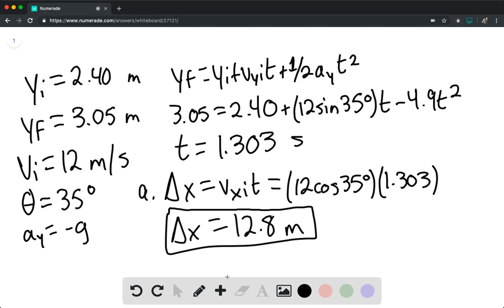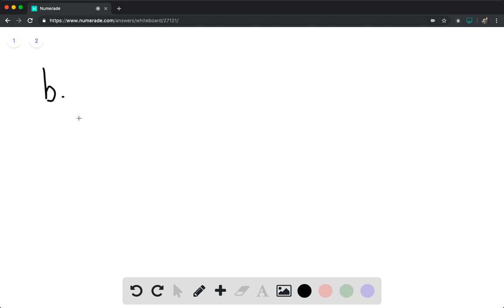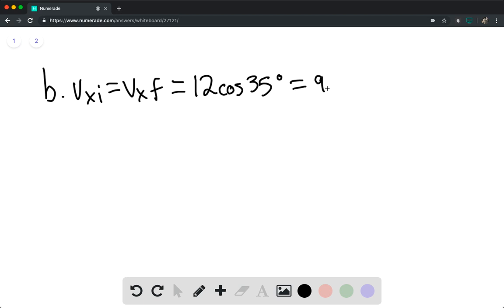And for part B, to find the angle in which the basketball enters the hoop, we can say that Vx initial equals Vx final. We need to find the x and y components of the final velocity and then find the angle. So we know that the Vx initial equals the final velocity in the x direction. So this will be equal to 12 cosine of 35 degrees, and this is equaling 9.83 meters per second.